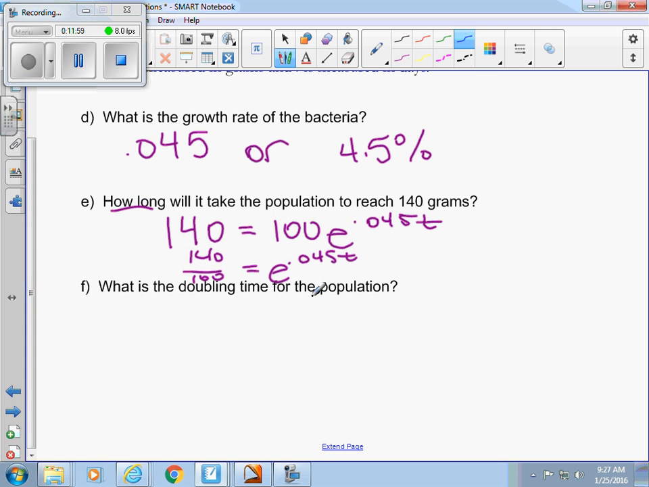What type of equation is this? Exponential, right? So I need to get the exponential equal to a number, and then I rewrite using a logarithm, or take the natural log of both sides. Natural log of 140 over 100 equals 0.045t.